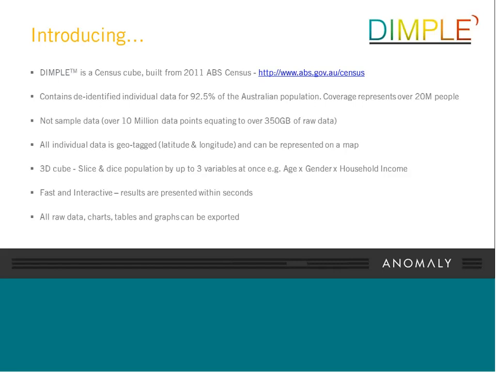So I'll show you in a couple of slides how we extract the data, but what we did is we collected over 92.5% of the Australian population, all the demographic data behind them, and cross-referenced it into a three-dimensional cube, which is what we've called DIMPLE. All the data is geocoded, or geotagged, in terms of its lat-long, so we can show it on a map. We've then created a three-dimensional cube through DIMPLE where you can slice and dice through filters, for example, age, gender, and household income, and understand the relationships between those three dimensions.